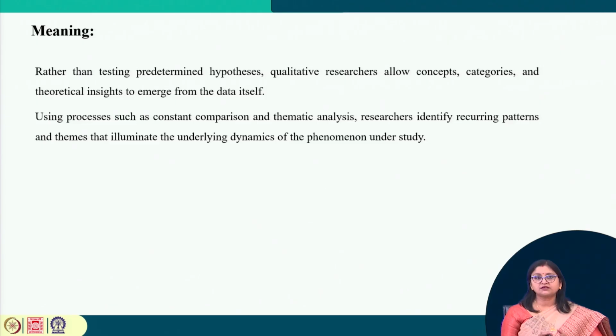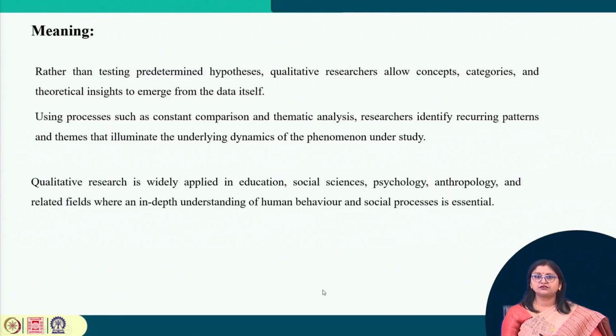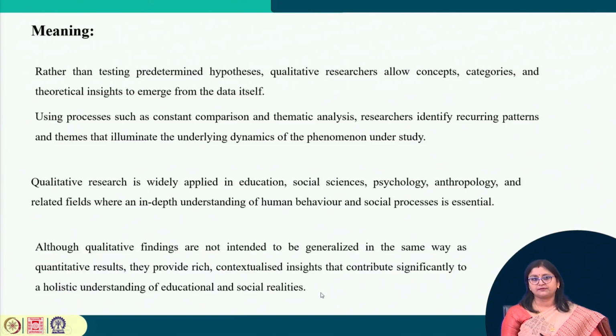So, using processes such as constant comparison and thematic analysis, researchers identify recurring patterns and themes that illuminate the underlying dynamics of the phenomena we are studying. Qualitative research is widely applied in education, social sciences, psychology, anthropology and related fields where an in-depth understanding of human behavior and social processes is essential.